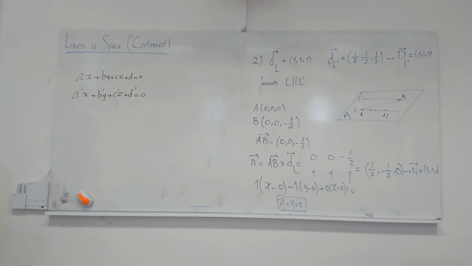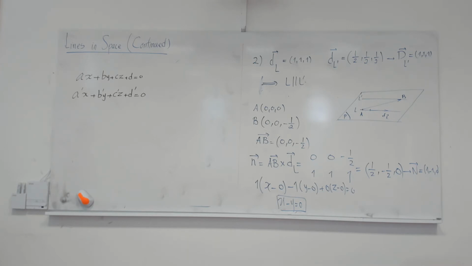What do you do first? If they lie on each other, then A should be a multiple of A prime, B should be a multiple of B prime, C should be a multiple of C prime. Yes. And the D value should be the same. Yes. And if they're parallel.